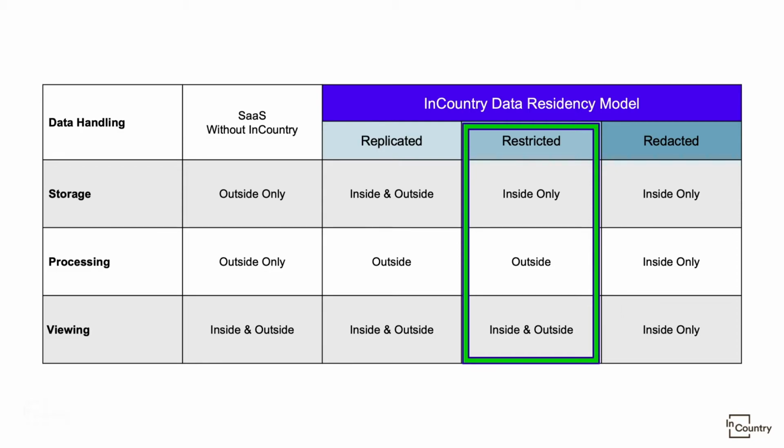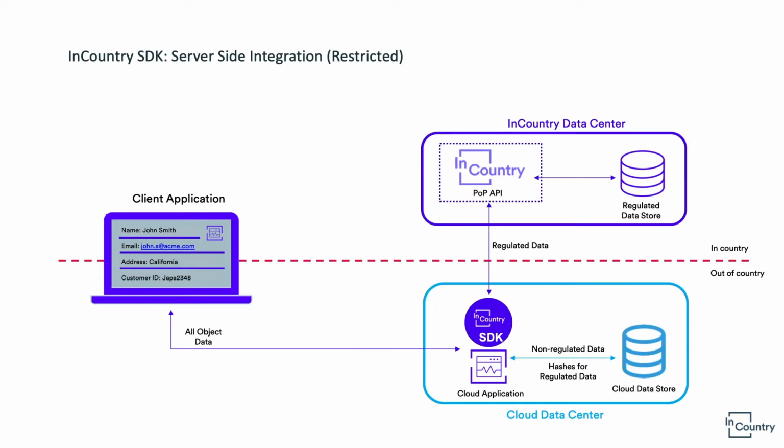Whenever records that contain regulated data are created, updated, or deleted, the application will write to the InCountry platform. When a user wants to view the data, or a server outside the country needs to run processing on the data, then it must read the data from the in-country data store, perform the necessary action, and then drop the data. As an example, this diagram shows a typical server-side integration using the InCountry SDK.